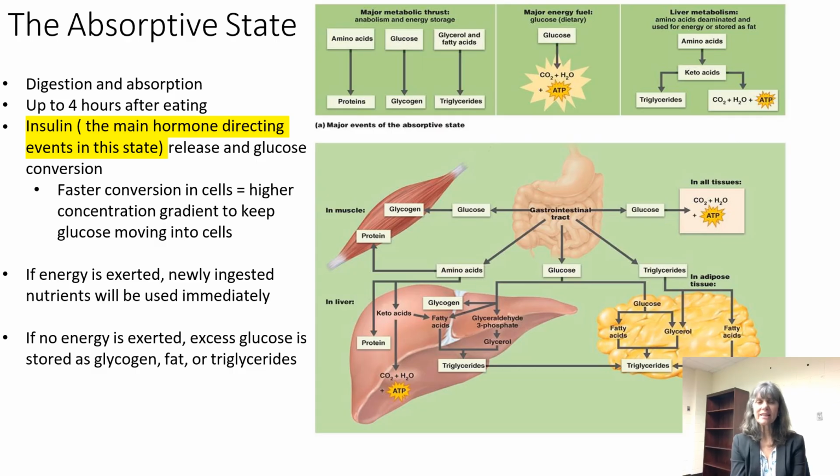There's more conversion in cells because there's going to be a higher concentration gradient of glucose in the bloodstream that helps keep glucose moving into the cells. But we've got to have the insulin receptors on the surfaces of cells to move glucose into them. So if energy is exerted, then newly ingested molecules will be used immediately. If no energy is exerted, excess glucose is going to be stored as glycogen. After our glycogen stores are filled, then it starts getting converted to fat or triglycerides.